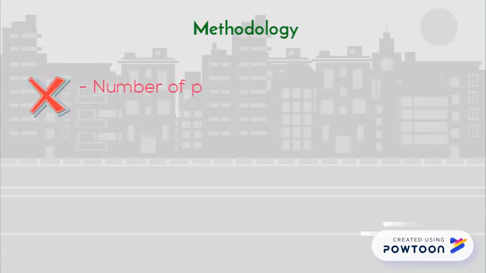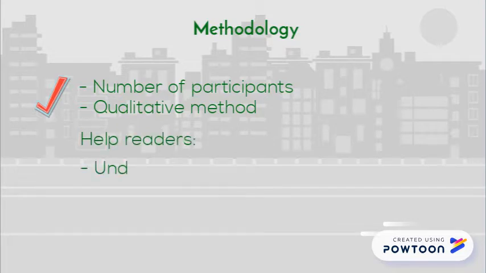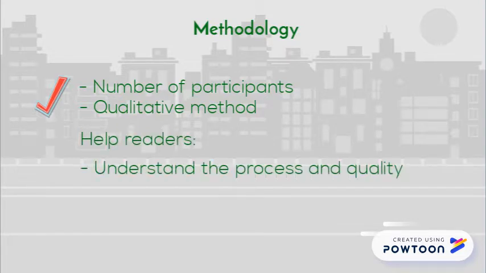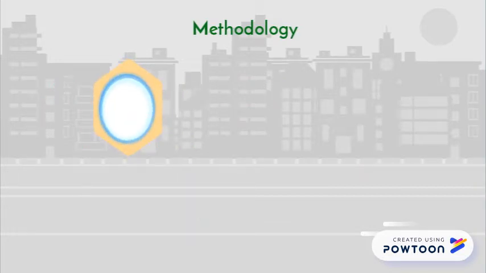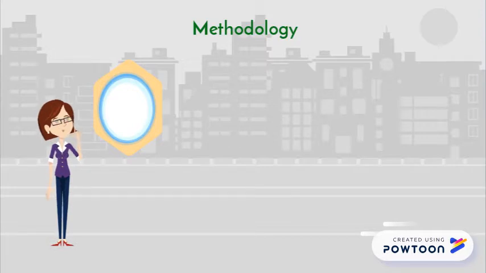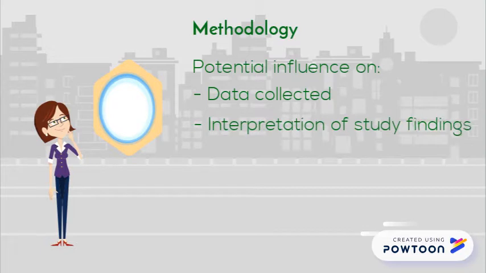A critical part of any research report is the methodology. Too often, the number of study participants and the qualitative method used are the only methodological details given. Instead, the methodology should help readers to understand the process, assess the quality, interpret the findings, and be able to replicate the study. In addition, reflecting on the influence of the researcher on the research process, such as their potential influence on data collected and on the interpretation of the study findings, is important.